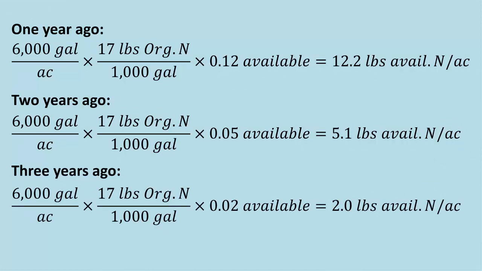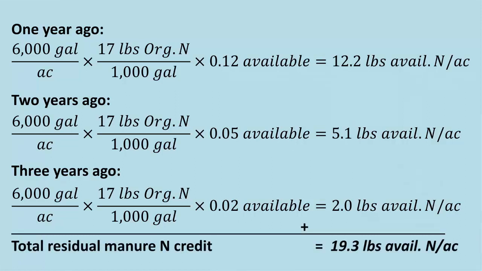Adding up the available N from these 3 previous applications, we get 19.3 pounds per acre of available N. It's a more accurate way of doing the calculation for the residual manure history and gives us a result that is still fairly close to what we get when using the simple lookup table based on frequency categories. The next source of available nitrogen that we need to credit is from previous legumes in rotation.